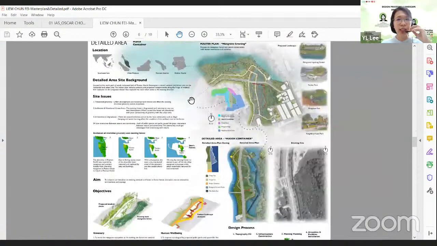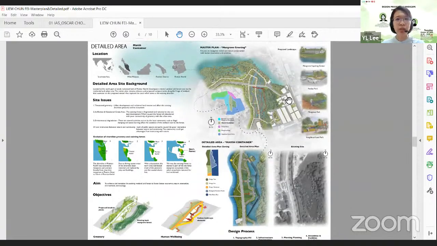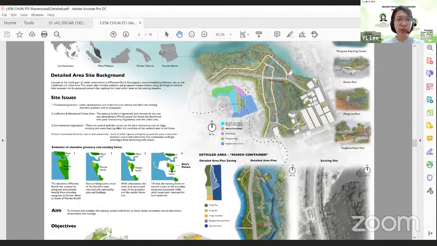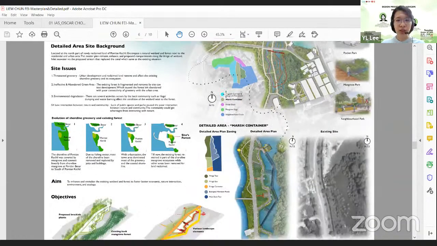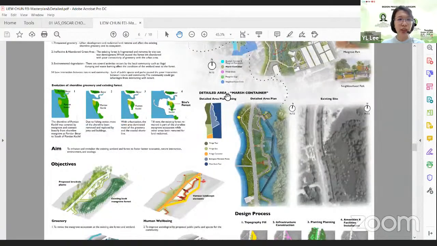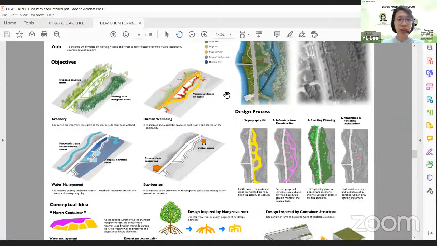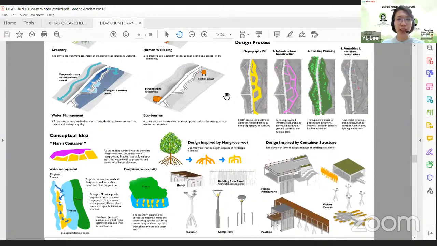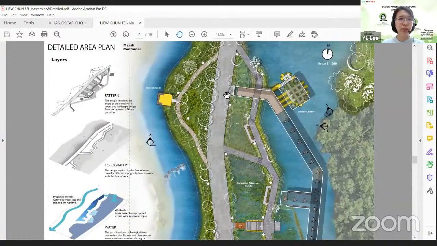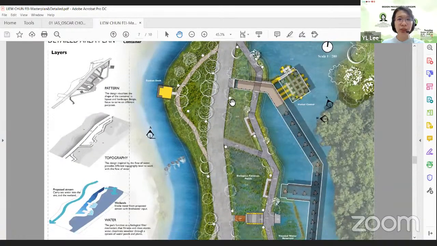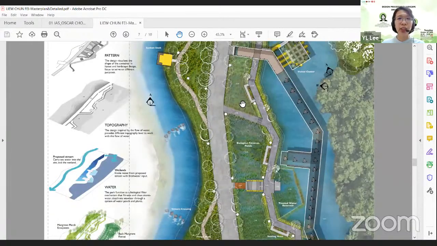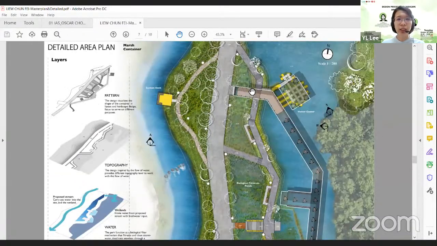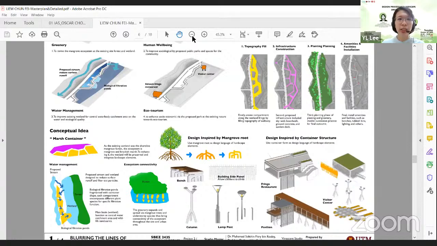Okay, all right. This is the detail area that I mentioned. By looking at this master plan, we have the blow-up area, at a slightly smaller scale, maybe 200 to 500 scale. So you can see how the students interpret their design process and conceptual idea. We call this a detailed area plan in landscape architecture design.